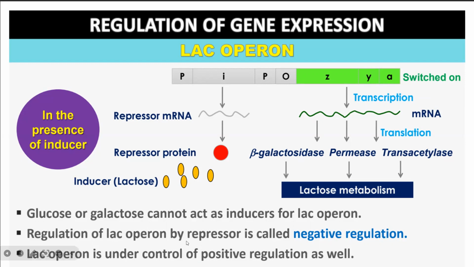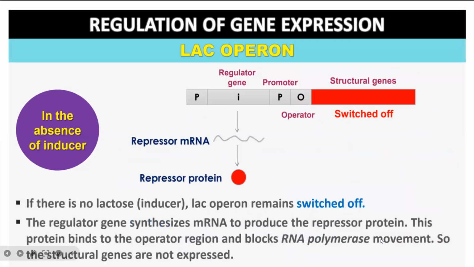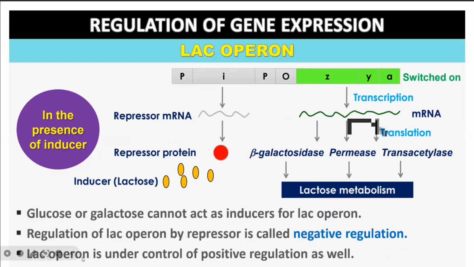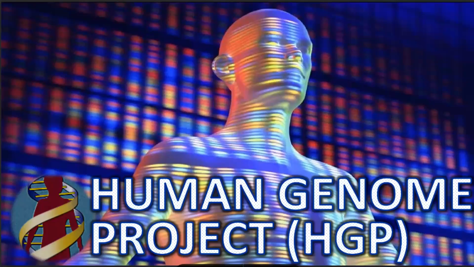Regulation of the lac operon by a repressor is called negative regulation. The first thing we saw is negative regulation because there is a repressor protein which does not allow the functioning of the genes. And the second point, the lac operon is also under positive regulation. When lactose enables these genes to work, it is called positive regulation.